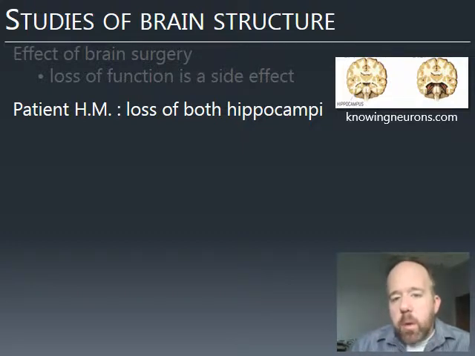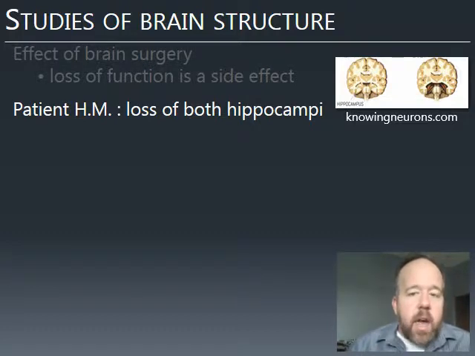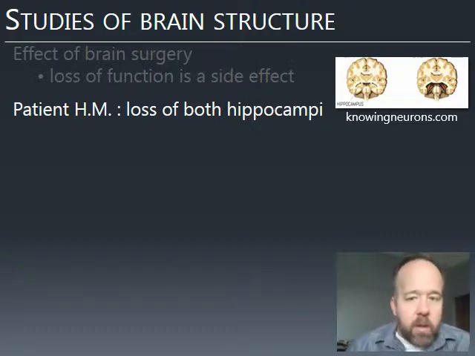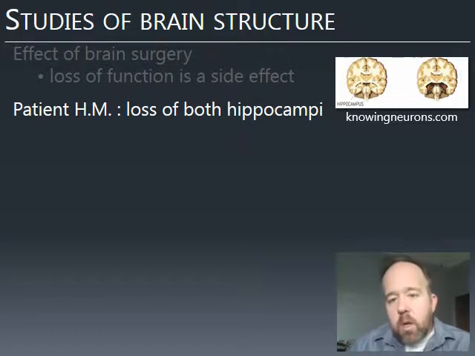And in this picture here on the right, we see on the left an intact human brain. And this is a cross section called the coronal slice. So if you separated the front half of the brain from the back half, and then looked at the cross section, that's the view we're seeing here. The right image is HM's brain. And HM had both hippocampi removed, in addition to some other tissue.